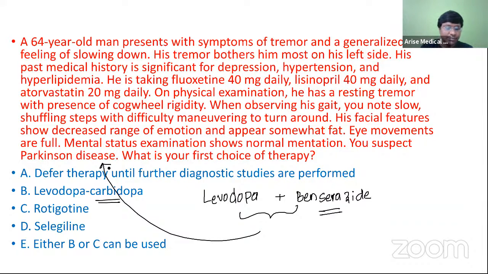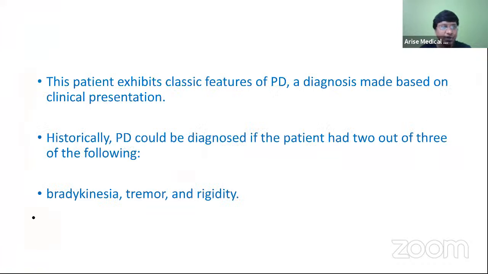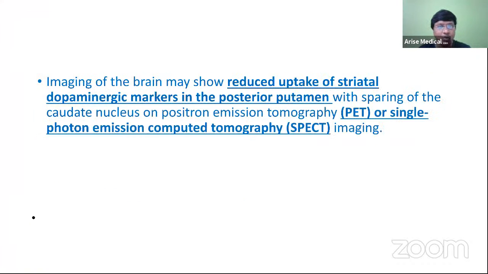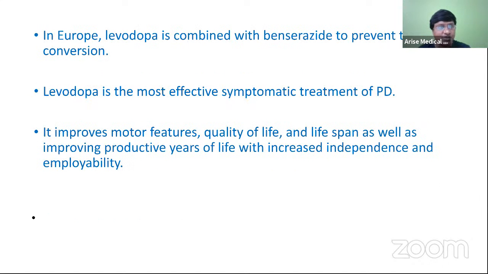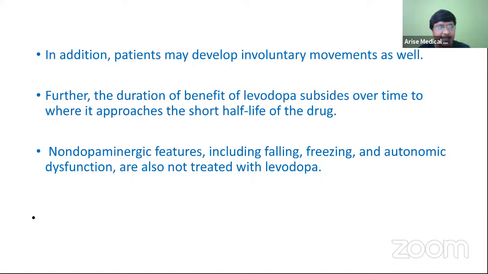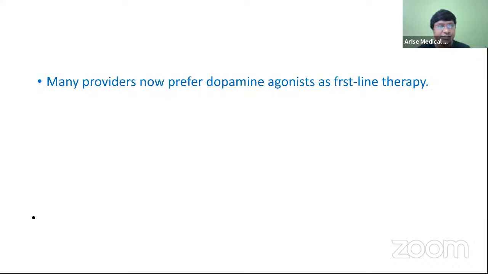Now apart from this particular levodopa carbidopa in patients with Parkinsonism, in recent days rotigotine is also approved. Now the question is, what is rotigotine? Remember, rotigotine is also a drug which is definitely useful for your Parkinsonism patient, and it is a dopaminergic agonist. So many providers now prefer dopamine agonist as the first line therapy.